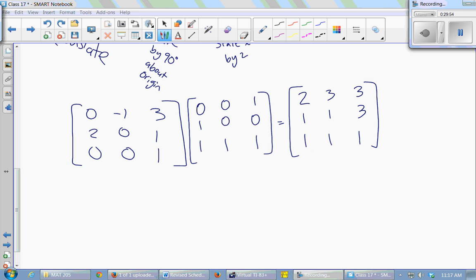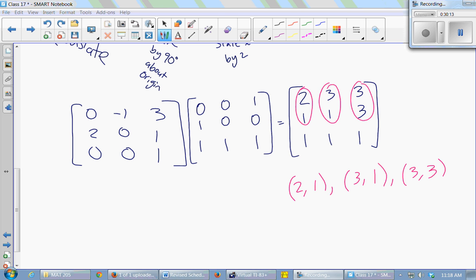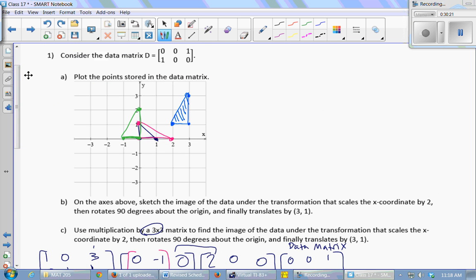Okay, so this data matrix says that my new points of the triangle that I transformed should be 2, 1, 3, 1, and 3, 3, right? The ones don't matter. They were just things I tacked on there so I could do matrix multiplication. Are those the points I got when I did this by hand? 2, 1, 3, 1, and 3, 3. Yeah. This point is 2, 1. This point is 3, 1. And this point is 3, 3. So that matrix multiplication did send my points where I was hoping it would.